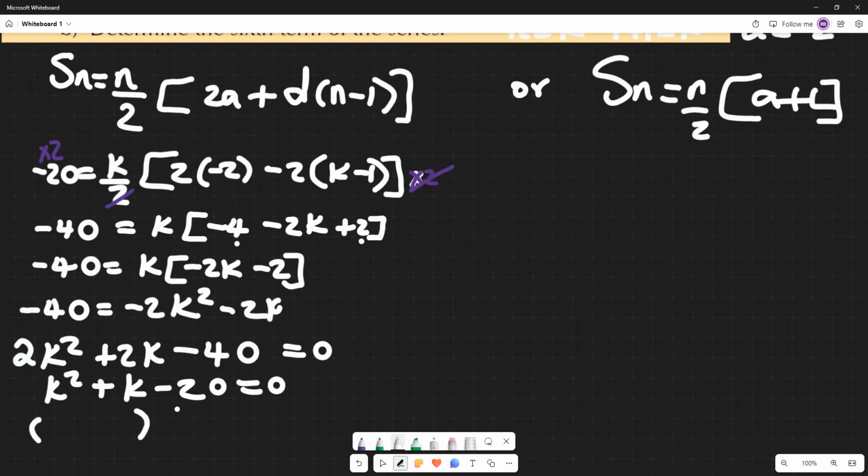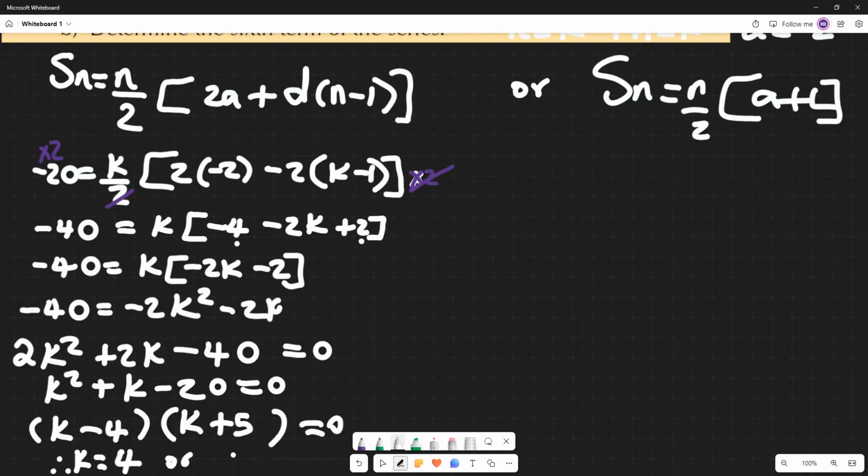And then I can see that here basically I have this, right? I have k, then I have minus 4 plus 5, right? And then, therefore, k equals 4, or k equals negative 5. Remember, k is the number of things that we are counting. So we cannot say the number of things that we're counting are negative. So k can never be negative. It can never be a decimal or a fraction.